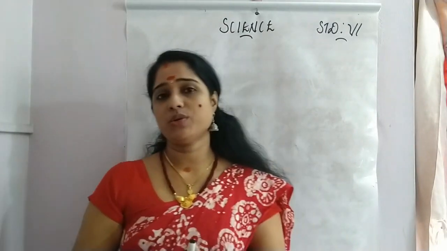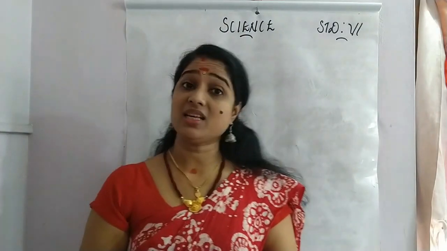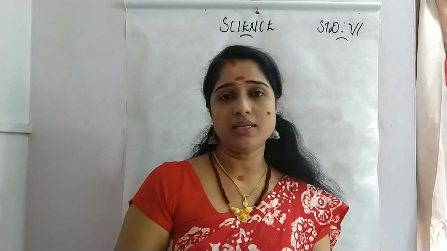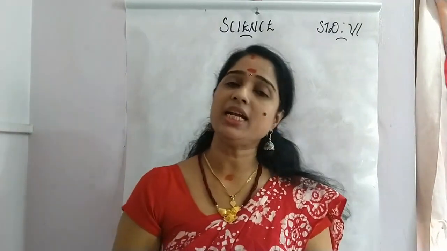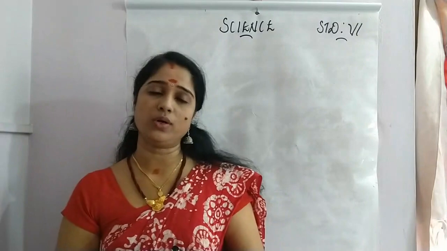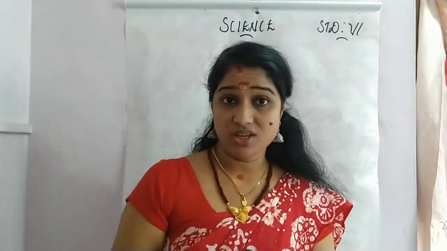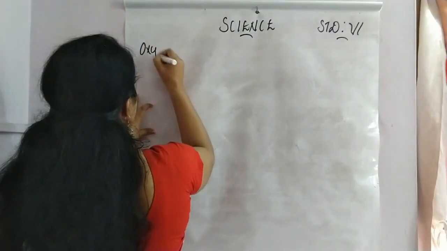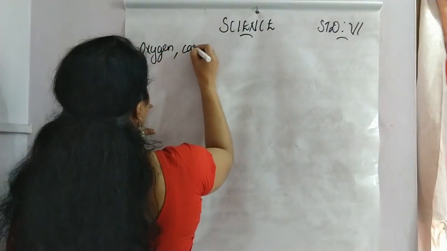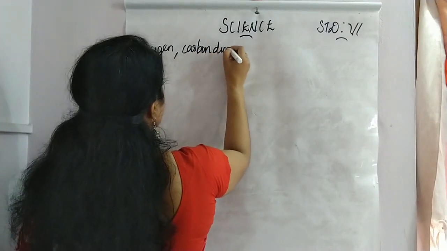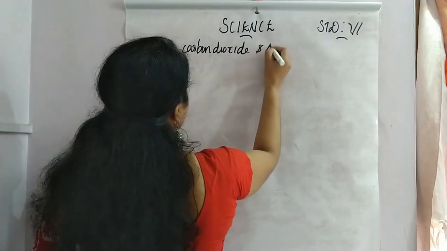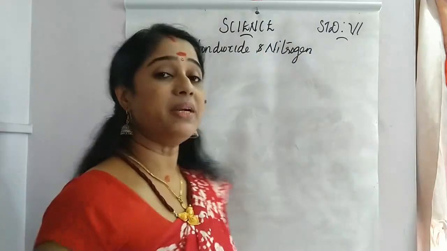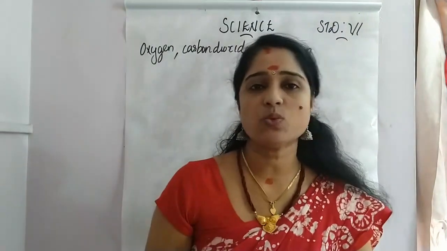That time I forgot to mention the gases. You know, like sugar, lemon juice or honey, some gases also completely dissolve in water or mix with the water. They are oxygen, carbon dioxide and nitrogen. These are the examples of gases that can be completely dissolved or mixed with the water.